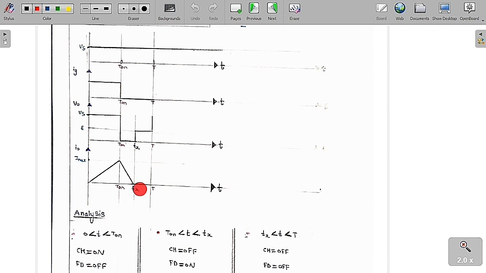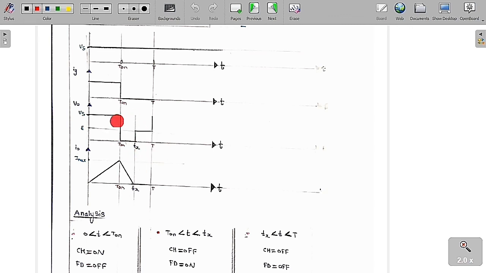After that, the current is going to become 0. From Tx to T, the current is equal to 0. As the current is equal to 0, we can simply say that the output voltage is equal to E. So the output voltage is equal to E. This is the thing we are going to get.